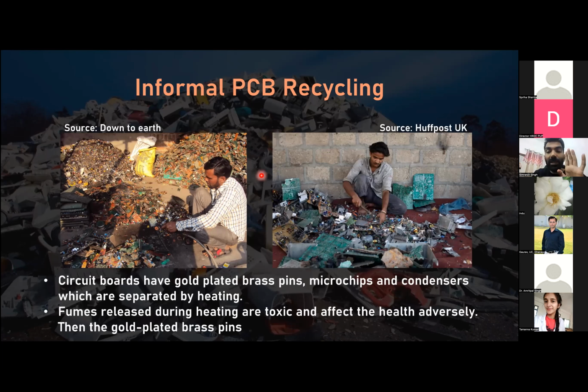Same with this, he's using a hammer. Can you believe? He's using a hammer to break the PCBs. Recycling. उसके बाद क्या होता है, जो basically the dump which is left, that is again thrown to the landfills.